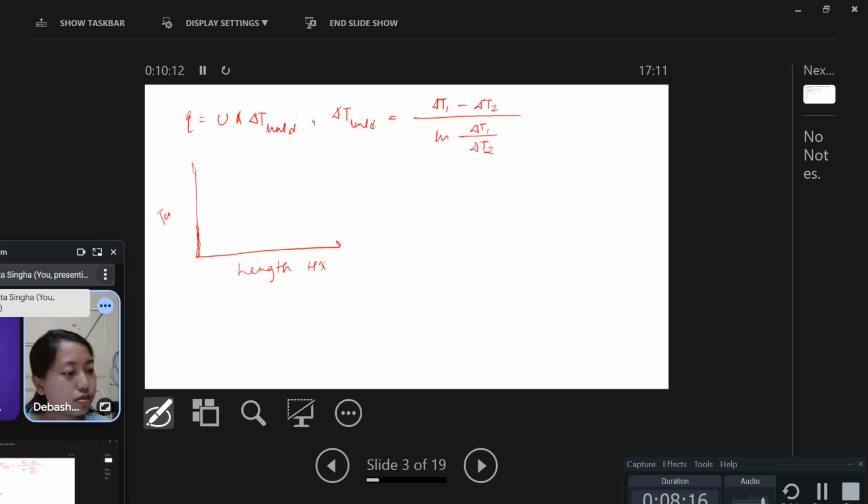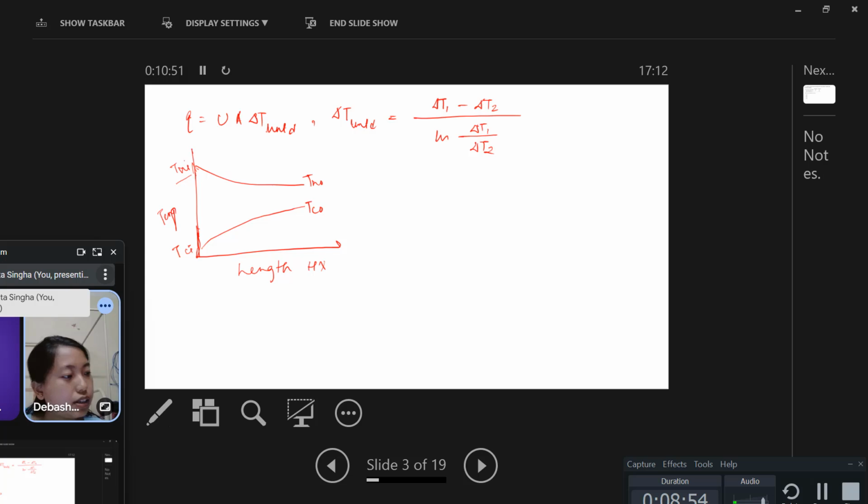This is the temperature. So for parallel flow it will be like this. The hot fluid has a higher temperature. The inlet of the hot fluid is higher and Th0 will be lower, of course. The cold fluid will have a lower temperature and it will extract heat from the hot fluid, so the outlet temperature of the cold fluid will increase.